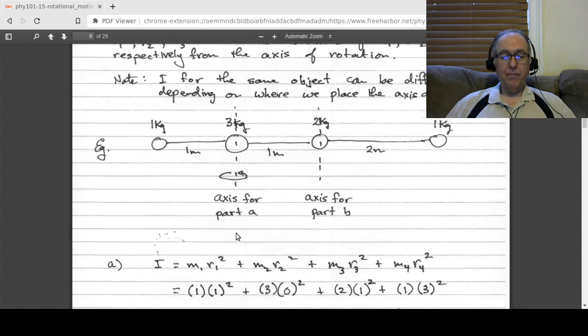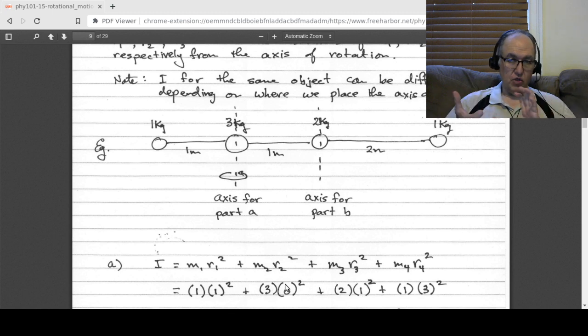So for part A, we'll call this one M1. M1 is 1 kilogram, and the 1 kilogram is 1 meter from the 3 kilogram. And so R1 is 1. Next, there's the 3 kilogram mass, so I write 3 there. And how far is the 3 kilogram mass from the axis? It's right on it, so 0. That's interesting. When a mass is right at the axis of rotation, it has no moment of inertia.